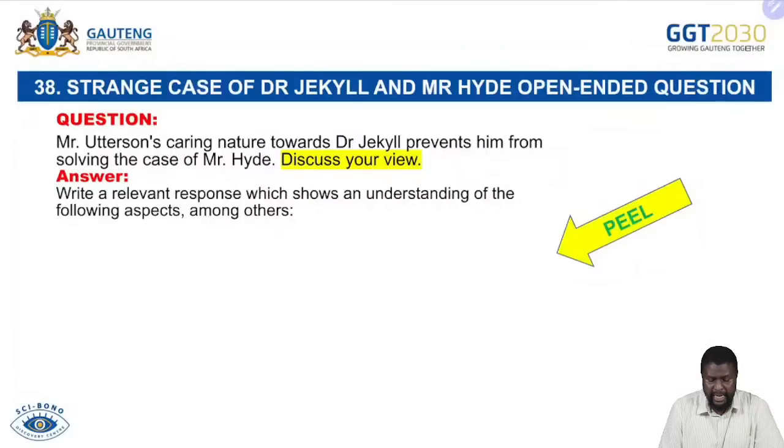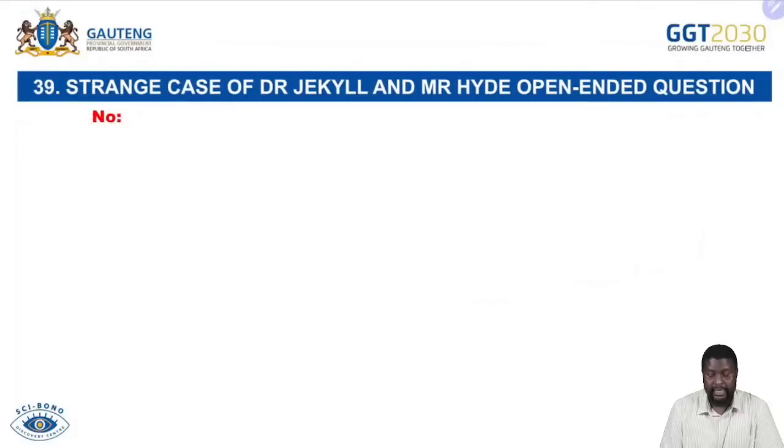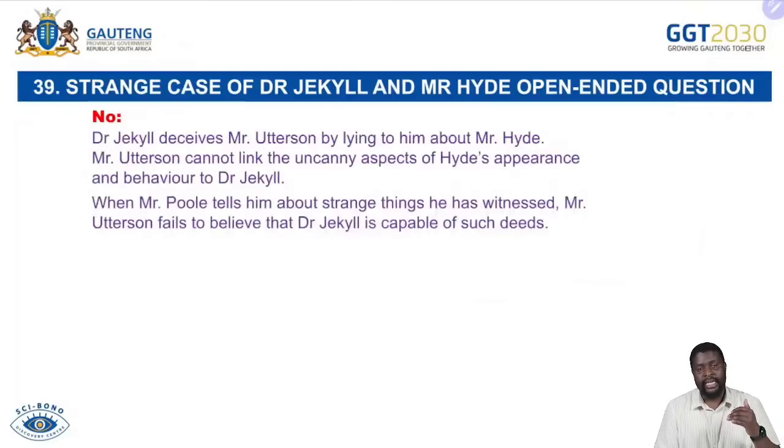His principal desire to avoid a scandal rather than the discovery of truth prevents him from solving their case. He suspects Dr. Jekyll is covering up a murder committed by Mr. Hyde, but prefers to protect his friend's reputation rather than to solve the case. So give your point, yes or no. Give evidence and explain. You can say no.